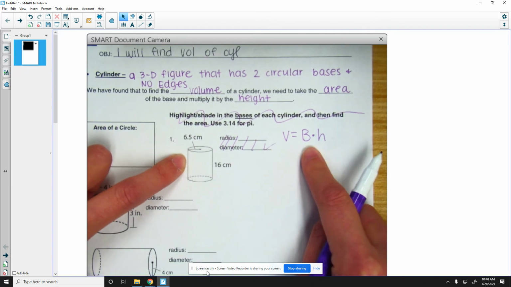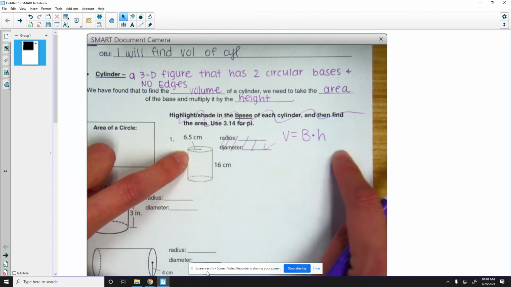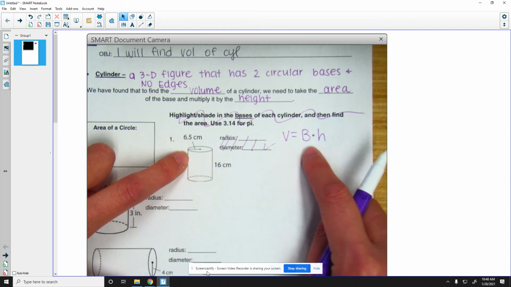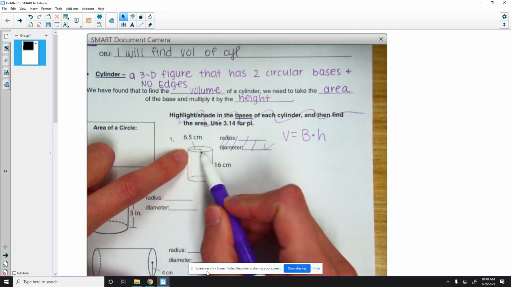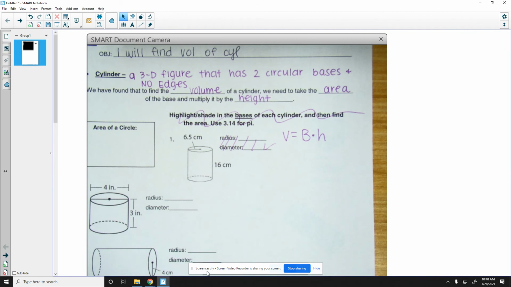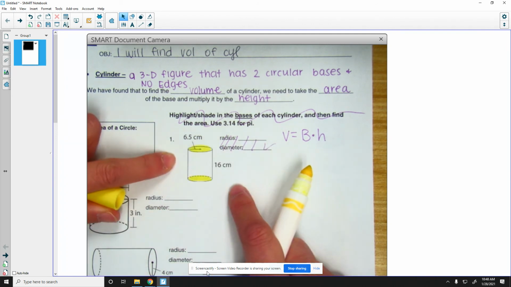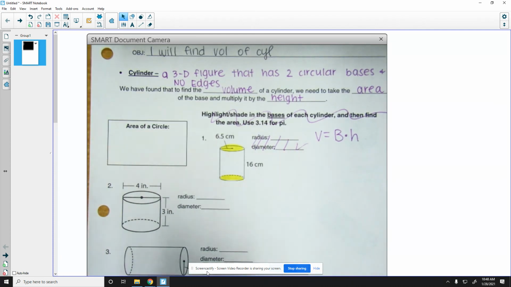Back when we had 2-dimensional shapes, your B was just the base. The base is the bottom. So you're like, oh, the base is 6.5, so you write 6.5 times 16. Boom, that's my answer. That's no longer the case because this is a 3D shape. This is capital B. If it were lowercase b, then it would be maybe 6.5, but it's capital B. Capital means the area of the base. So think about what your base is. Do you see how your base is your bottom or your top? And your top and your bottom are circles. So I have to find the area of a circle.